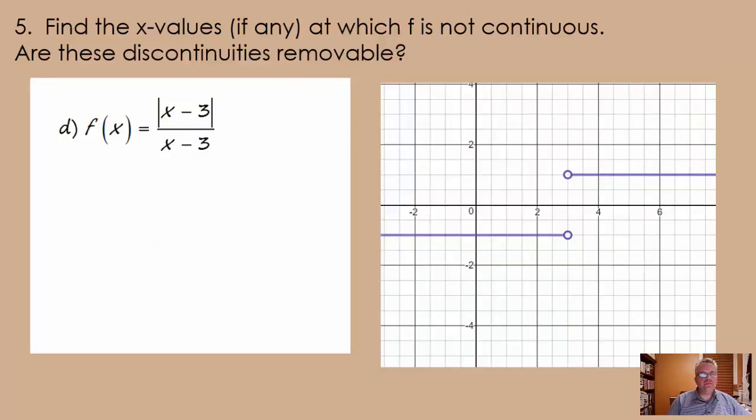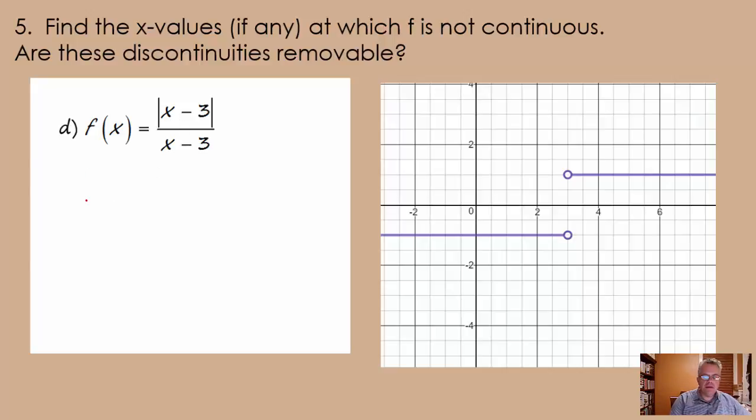Here's an interesting one. So on this one, we have the absolute value of x minus 3 divided by x minus 3. It's kind of a weird graph. You have to think about this one to understand the graph. It's actually equal to -1 up to 3, and after that, it's equal to +1. And it's not even defined at 3. At 3, both the numerator and the denominator are 0.